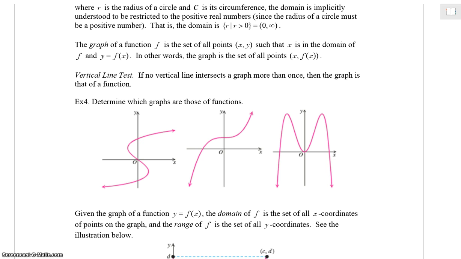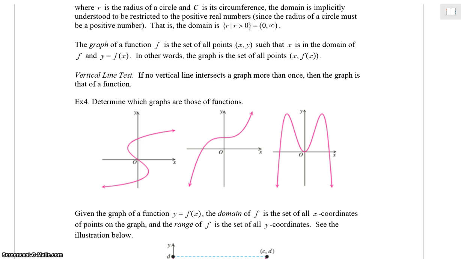The vertical line test is essentially the graphical way of restating the definition of function. In other words, for every x in the domain of the function, there must be one and only one y value associated with it. That means any vertical line must intersect the graph no more than once. I'll explain that further in a moment. Example 4 says, determine which graphs are those of functions.